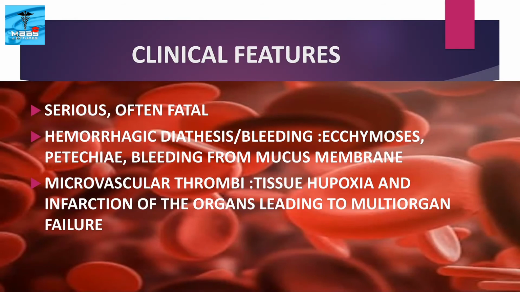Then, about clinical features. It is a serious, often fatal clinical condition, and the signs and symptoms are related to hemorrhagic diathesis or bleeding, and also microvascular thrombi. The hemorrhagic diathesis is most common, manifesting as ecchymosis, petechial rashes, or bleeding from mucous membranes or at the site of venipuncture. Then, the microvascular thrombi lead to tissue hypoxia and infarction of organs, leading to multi-organ failure.